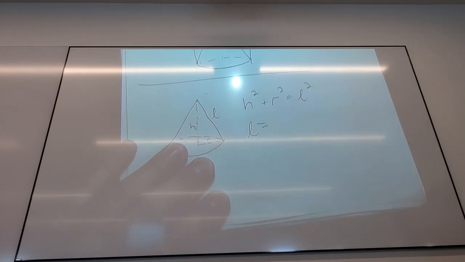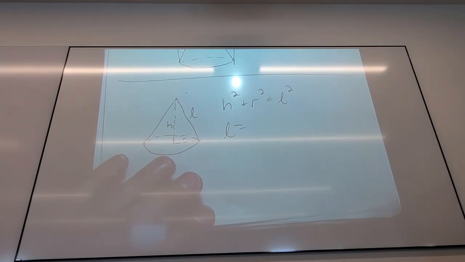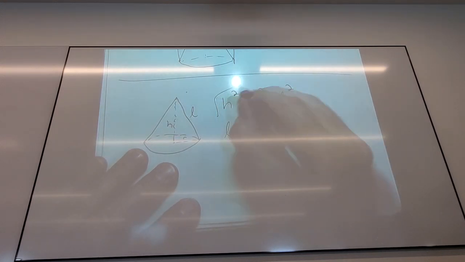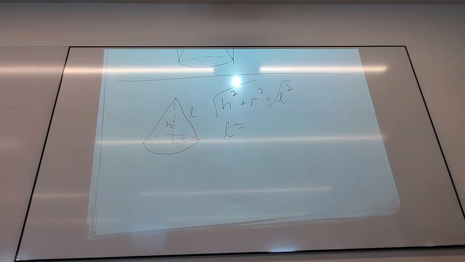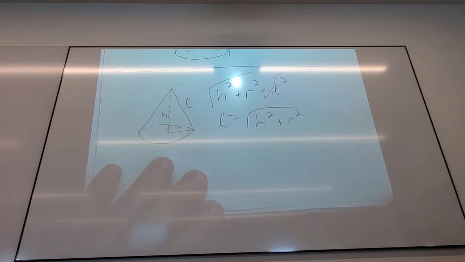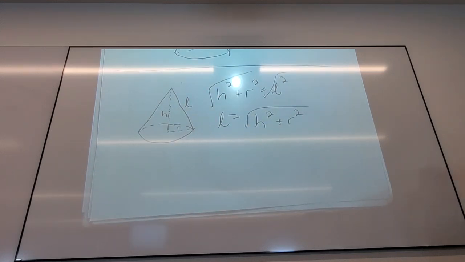So what is L then? What do I have to do to kill the square? Take a square root. Normally you have to put plus or minus, but of course this is a physical measurement, so it can't be negative. So the length is the square root of height squared plus radius squared. Is everybody decent with that idea?